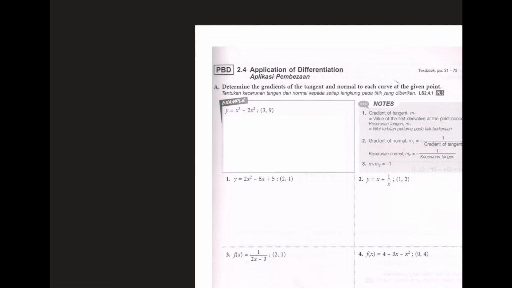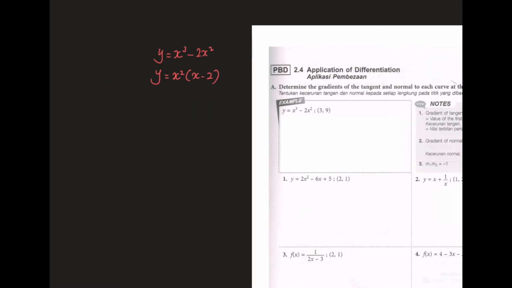Okay, so let's see. I write the equation first. So I want to sketch the graph. I factorize x squared, x minus 2. I factorize so that I can find out the x-intercept. So now I want to find the x-intercept. I let y equal to 0. Then I get 0 equal to x squared, x minus 2. And then I get x squared equal to 0, x equal to 0. I get x minus 2 equal to 0, x equal to 2.